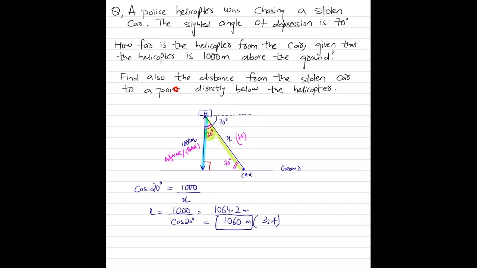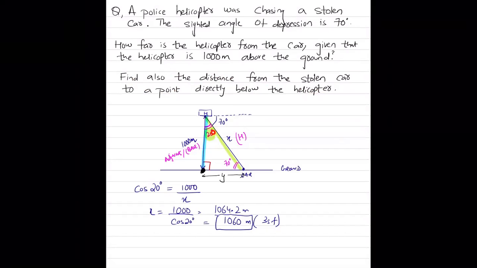The second part says, find also the distance from the stolen car to the point directly below the helicopter. The point that is below the helicopter is this point. And I want to find the distance of the stolen car from this point. So let me take this distance as y.